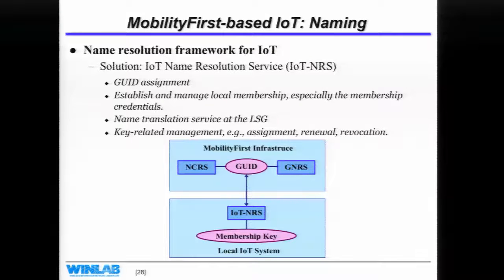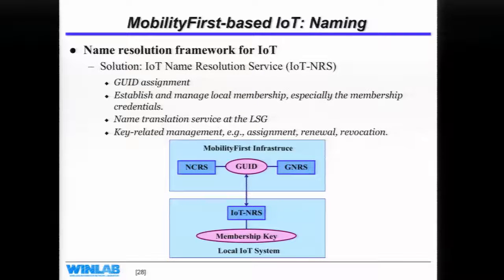And our solution is the IoT Name Resolution Service, IoT NRS. It has 4 basic functions. The first function is GeoID assignment. This IoT NRS assigns GeoID to IoT data, which is the major interest in IoT systems. But it can also assign GeoID to a specific IoT device if a data consumer has special interest in that device.